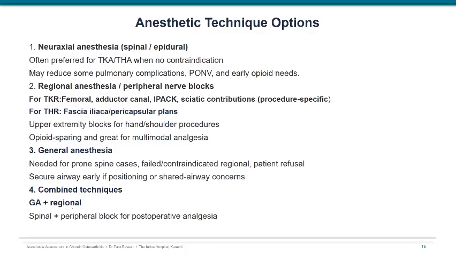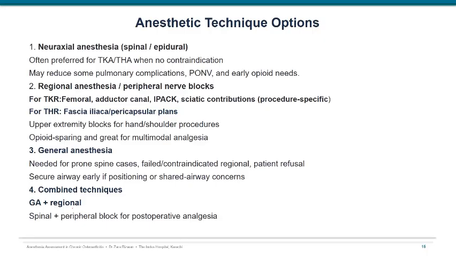Anesthetic technique options. We can go for neuraxial anesthesia, regional anesthesia with peripheral nerve blocks, general anesthesia, or combined techniques, that is general anesthesia plus regional anesthesia. The neuraxial approach, like a spinal or epidural, is most of the time preferred when there are no contraindications. It reduces the risk of pulmonary complications as well as postoperative nausea, vomiting, and opioid requirement.